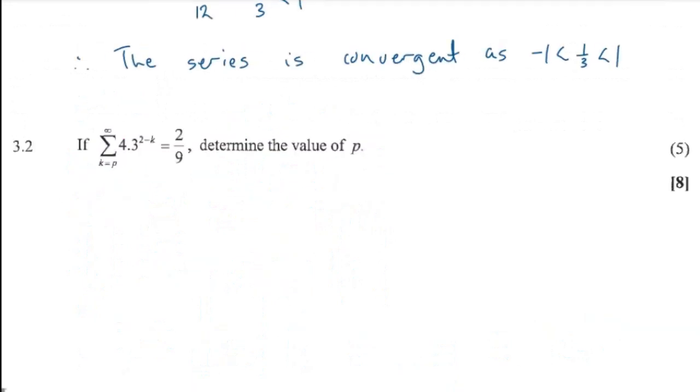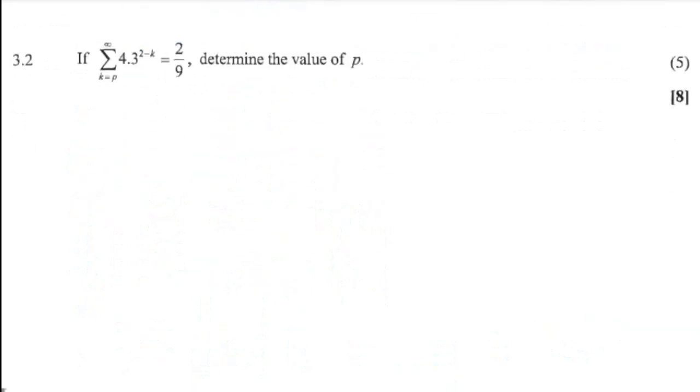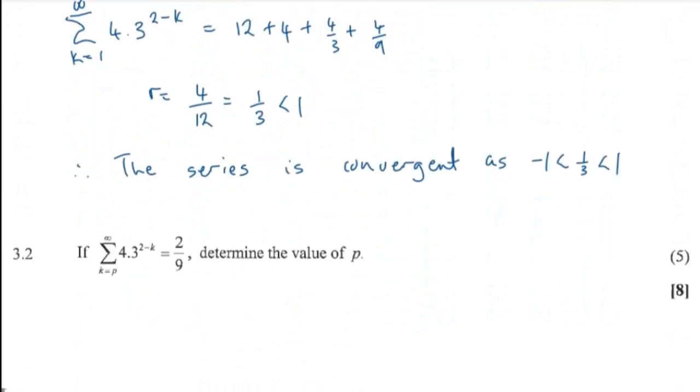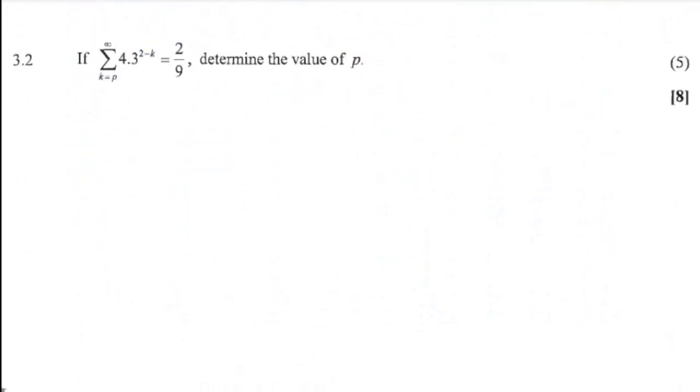Okay, so question 3.2, if this is equal to 2 over 9, determine the value of p. If you look at this series here, it is the same one that we proved convergent before. So for that series, we know for sure that the common ratio is 1 over 3. Now the first term of the sequence, if you look at it, is starting from p. So that means you're going to substitute p into that. So the first term of the sequence is 4 by 3 to the power of 2 minus p.